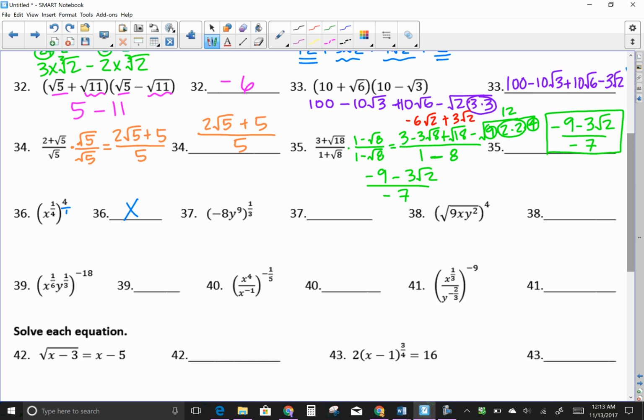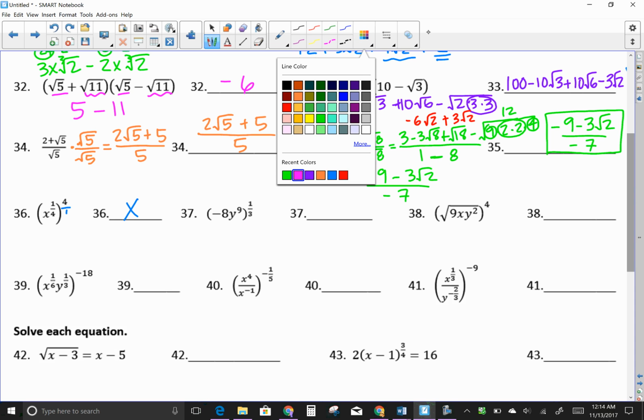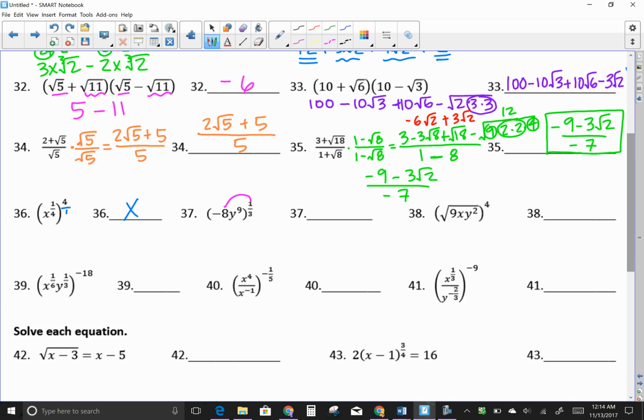All right, on the next one, there's no plus or minus inside like you have on some of these problems up here. So that means that, hold on one second so we can see the problems. You have to take this to both factors inside of there. So -8 to the 1/3 power, remember that's like the cube root of -8, which is -2. And then 9 times 1/3 is 3, so it's going to be y to the third.